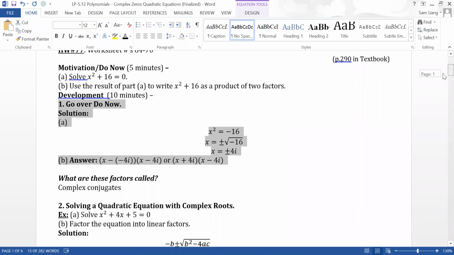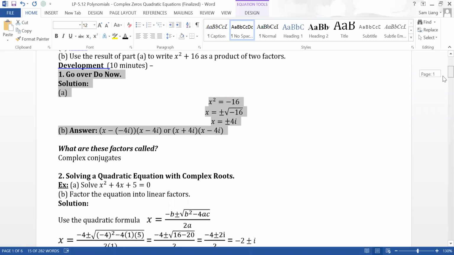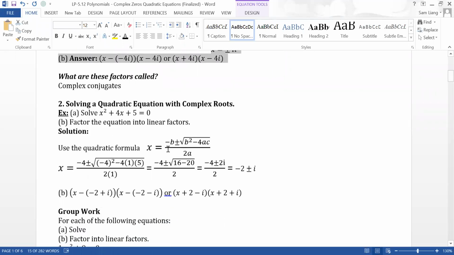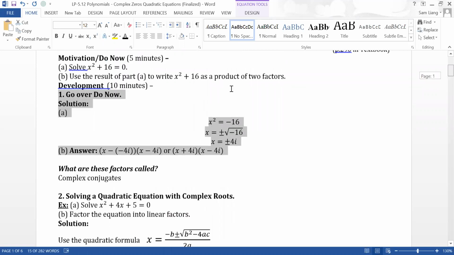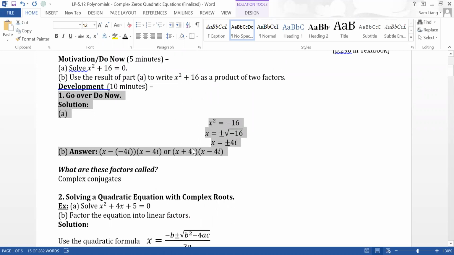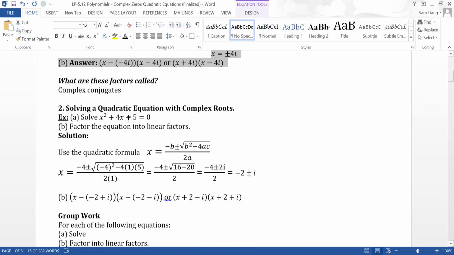So just an overview of the rest of the lesson. We're going to go through another example using the quadratic formula, and we're going to use the quadratic formula a lot in this lesson. You could factor x squared plus 16 if you just knew it's x plus 4i times x minus 4i. Technically you could do that, but if you have something where it's not a perfect square trinomial, like x squared plus 4x plus 5, you are going to use the quadratic formula. So we're going to do that.